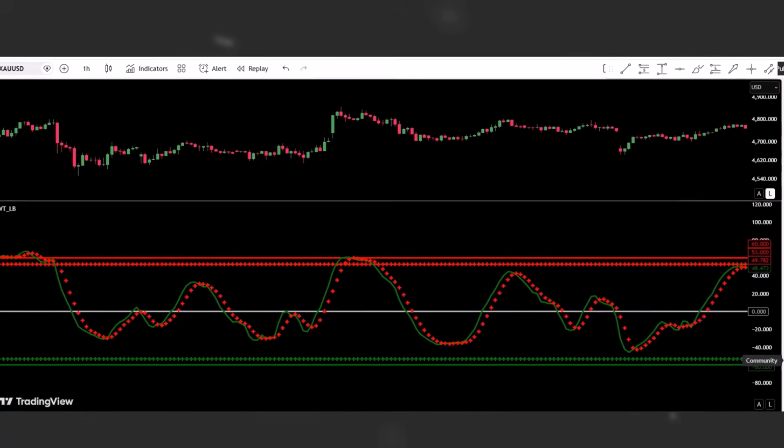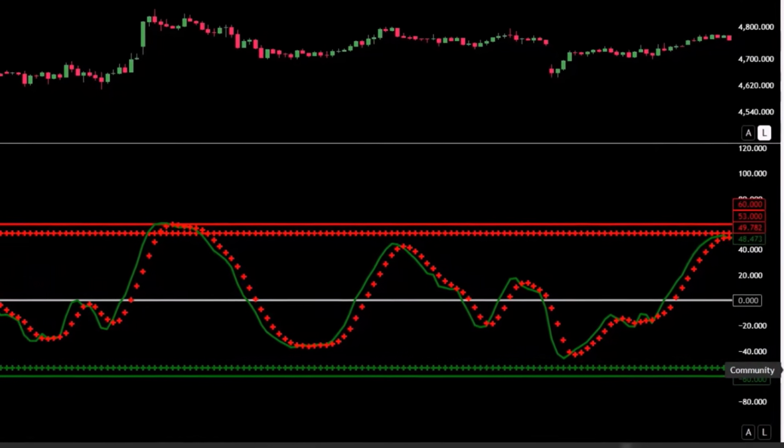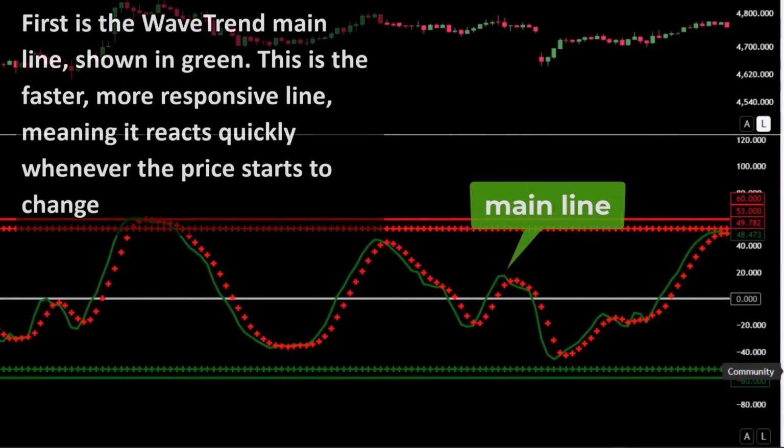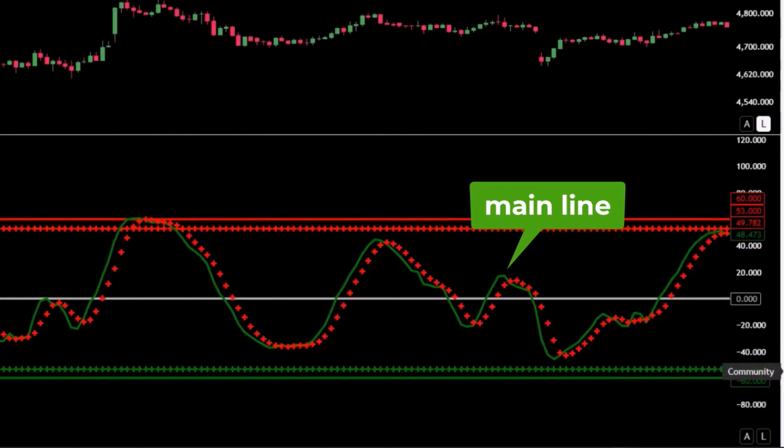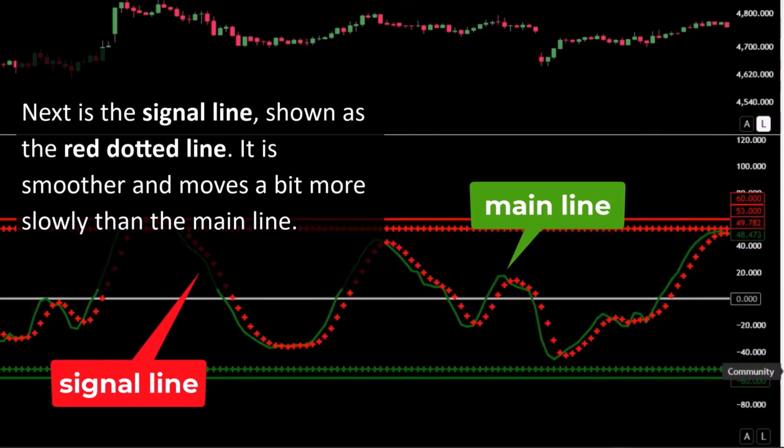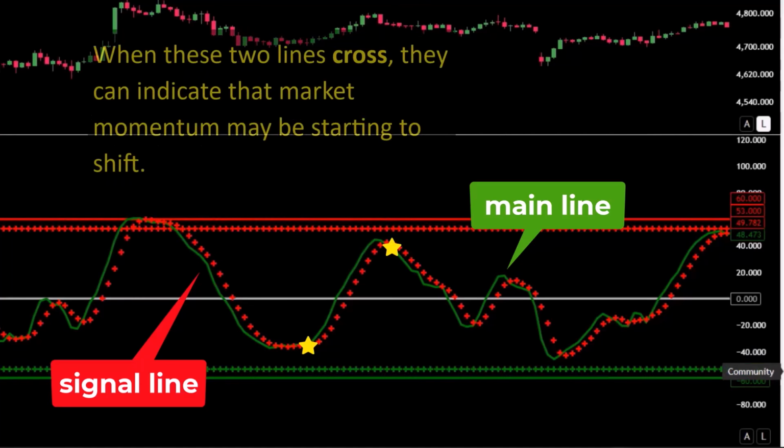There are four parts of the WaveTrend indicator that you need to understand. First, the WaveTrend main line shown in green. This is the faster, more responsive line, meaning it reacts quickly whenever the price starts to change. Next is the signal line, shown as the red dotted line. It's smoother and moves a bit more slowly than the main line. When these two lines cross, they can indicate that the market momentum may be starting to shift.